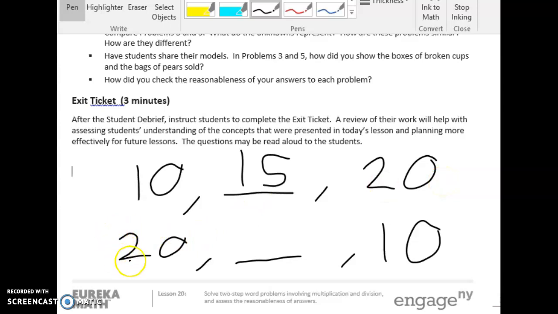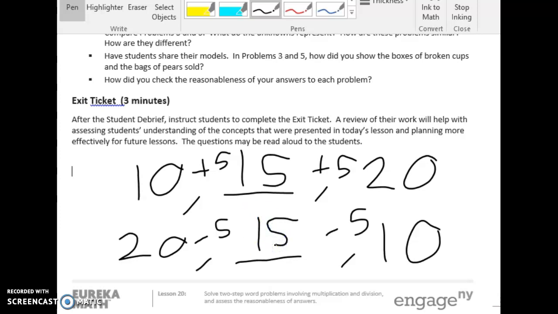But when I look down here, I have 20 blank 10. That tells me the numbers are going smaller. We're counting backwards by fives. So we added 5 in this case. But down here we're going to subtract 5. 20 minus 5 is 15. And 15 minus 5 is 10.